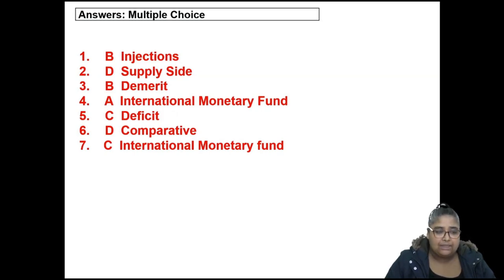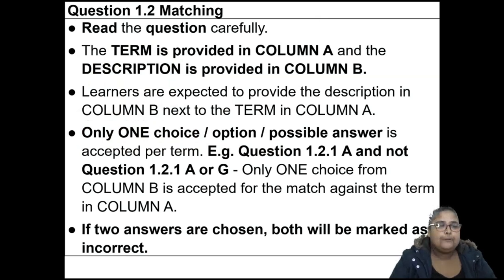The second question you will find in section A would be matching the columns. So you would have a term in one column and a description in the other column, and you would need to match these up. Learners are expected to provide a description in column B next to the term in column A. Only one choice or option is accepted per term. So you can't write A or F. Only the one choice will be marked. If two answers are chosen, both will be marked as incorrect.